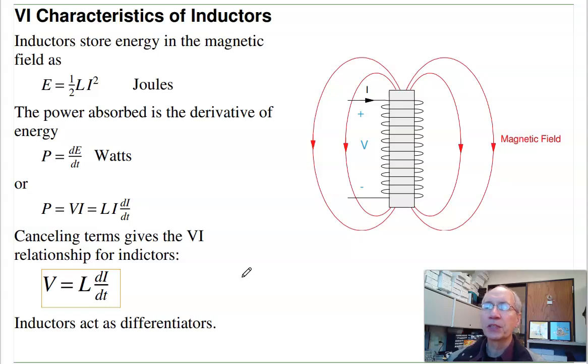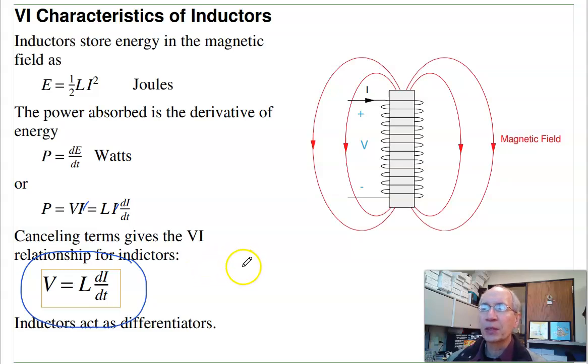In terms of characteristics for inductors, inductors store energy in the magnetic field. The energy stored is 1/2 L i squared. The power is the derivative of energy. So I take the derivative. When you get to calculus, you'll see that the derivative of i squared is 2i. So this becomes power is volts times amps. That's L i di/dt. Again, the 2 cancels with the half. Cancel the i's, and you get the VI characteristics for an inductor. V is L di/dt.